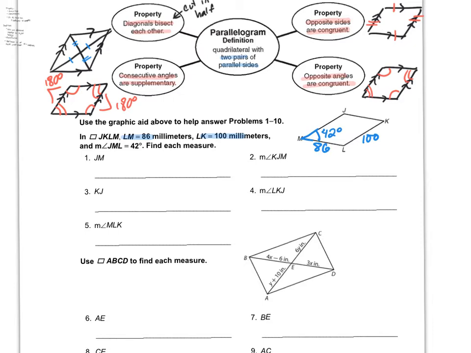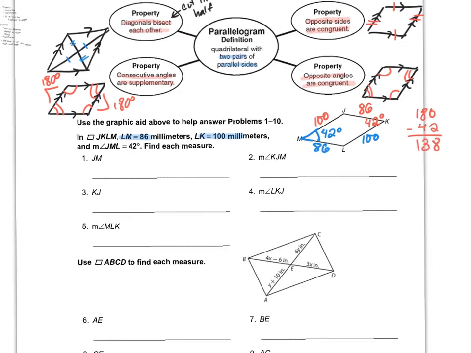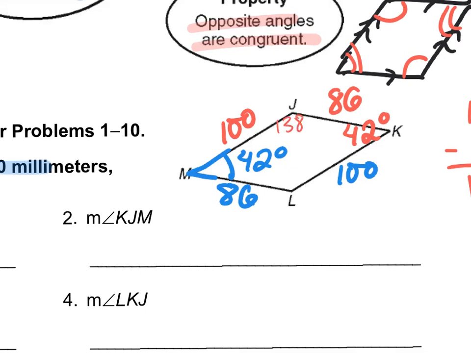Let's think about what we know based on that. Well, we know that opposite angles are congruent, which means that this one, JKL, is also 42 degrees. We know that opposite sides are congruent. So JM is 100 since it's opposite of LK, and JK is 86 since it's opposite of ML. We could also figure out the other angles. Since consecutive angles are supplementary, we can subtract 42 from 180 to figure out our missing angles. It looks like the remaining angles are going to be 138 degrees, so let me label those.